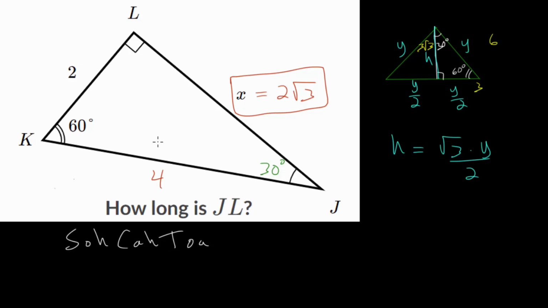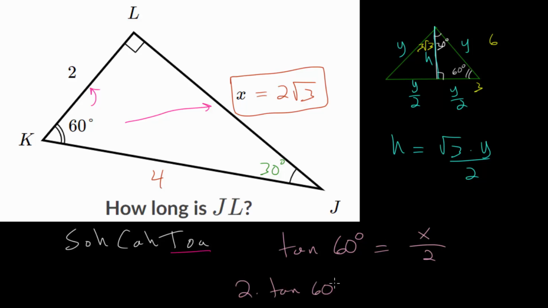We know the opposite side to our angle, and we know the adjacent side, meaning that we should use the tangent function. So the tangent of 60 degrees is equal to the opposite side, which is x, divided by the adjacent side, which is 2. And solving for x, we get twice the tangent of 60 is x, but the tangent of 60 degrees is the square root of 3.